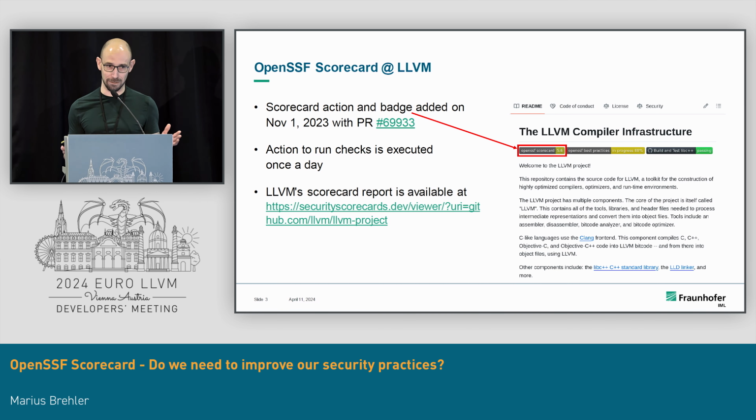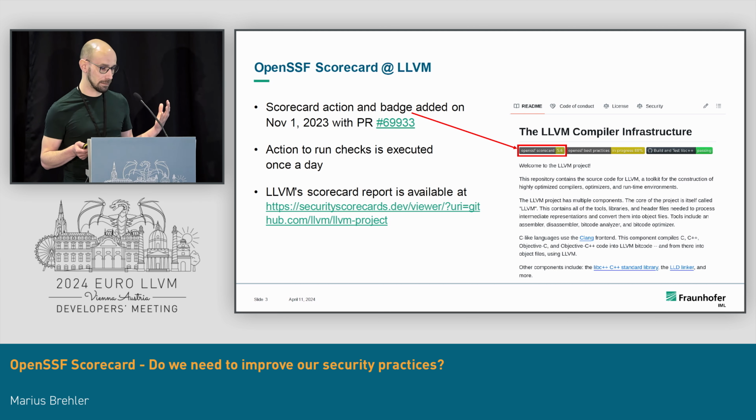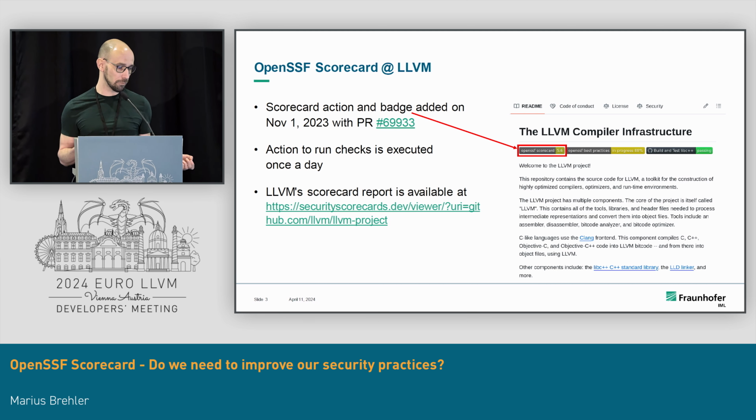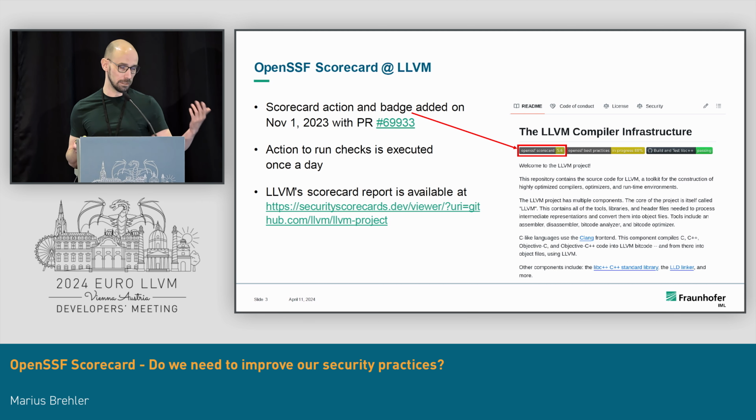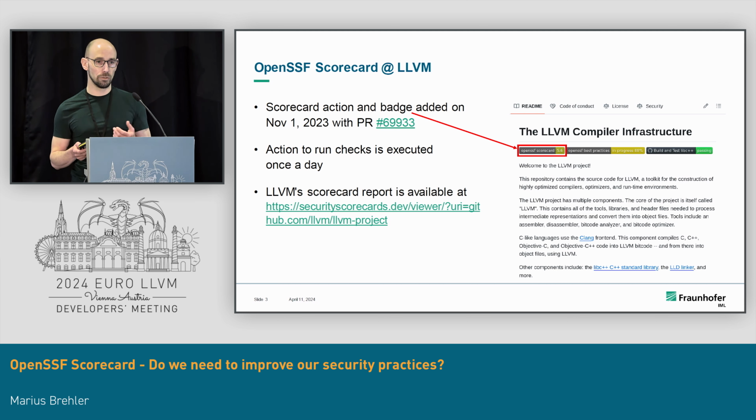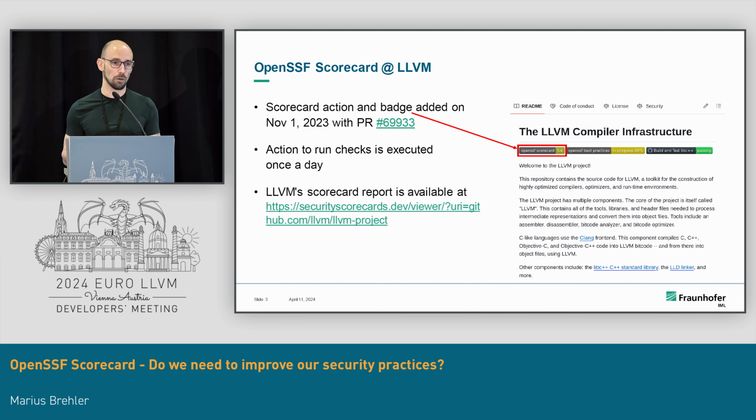Then I noticed, hey, we have this in LLVM as well, and probably nobody noticed, or at least not many people noticed. On the 1st of November, Google's OSPO actually added a scorecard action, and also the scorecard badge, which you can see right here, to the LLVM repository, and it shows the actual score. This action runs once a day, and you can conveniently click on it to get the scorecard report. You can also use the scorecard command line tool to run it and get more details.